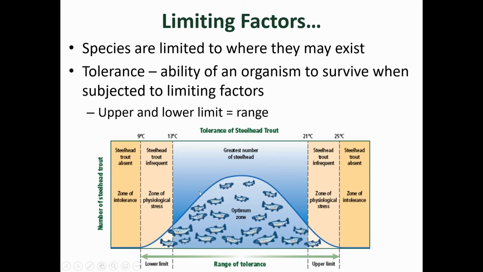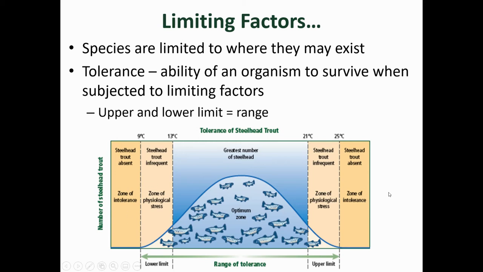So this diagram shows us we have this optimum zone where trout can live. This applies to all organisms. There's this optimal zone that organisms live in. Anywhere outside of that zone, left and right of the optimal zone, we see the numbers decline. They're stressed out. Those aren't the ideal conditions for them. And then eventually there's a zone of intolerance where you just don't have creatures. They don't exist there.